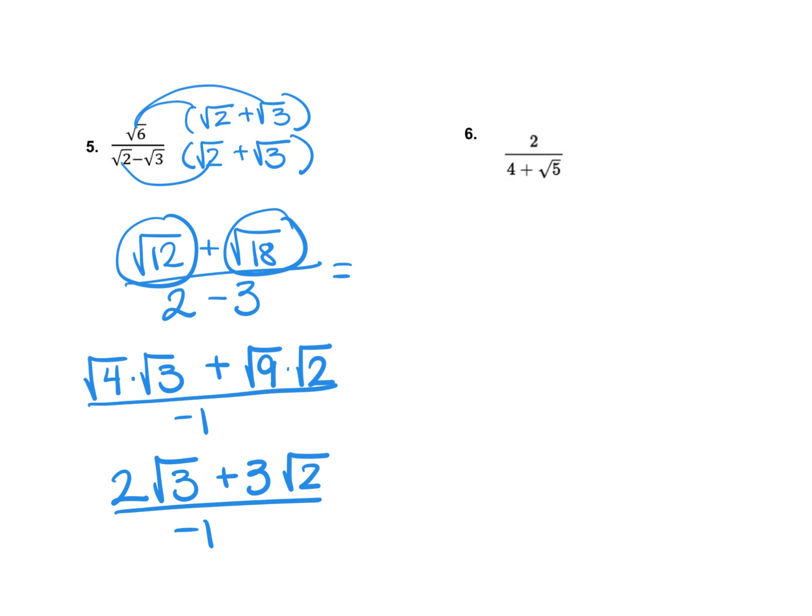Now if you wanted to, you could just stop right there, but we could divide everything by a negative 1 and get a negative 2 square root of 3 minus 3 square root of 2. And so either one of these answers would be just fine.